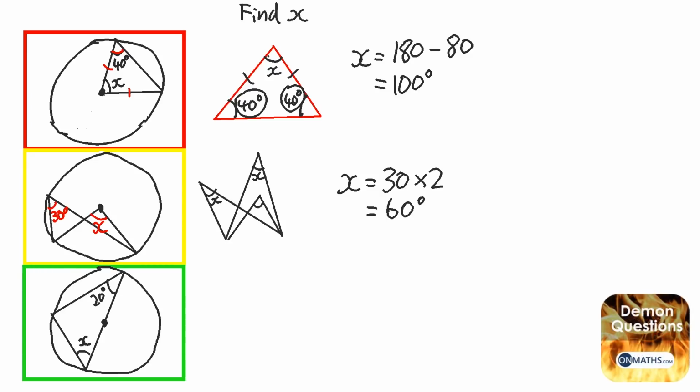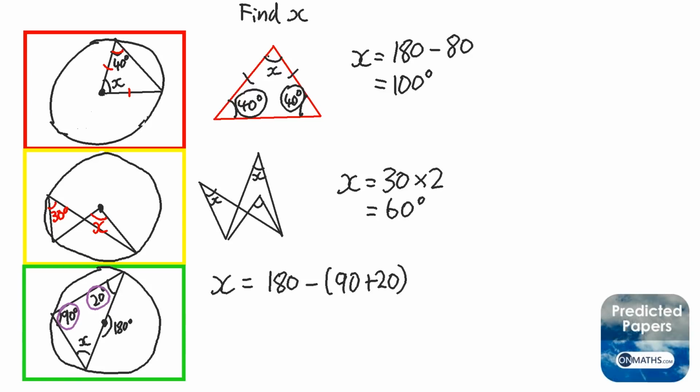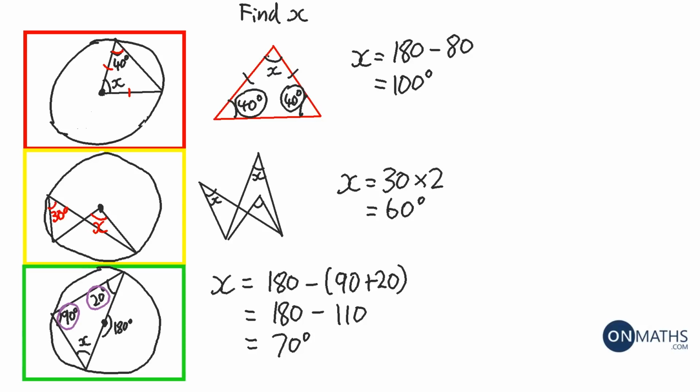Okay, last one. So we know this is 180 degrees here, so therefore that's 90. And the circle theorem for that would be angle in a semicircle is 90 degrees, or angle from a diameter is 90 degrees. If this is 90 and this is 20, to find x we do 180 take away 90 plus 20, 180 take away 110, so therefore x is 70 degrees. And the reasons for that are angles in a semicircle, angles from a diameter, and then angles in a triangle add up to 180.